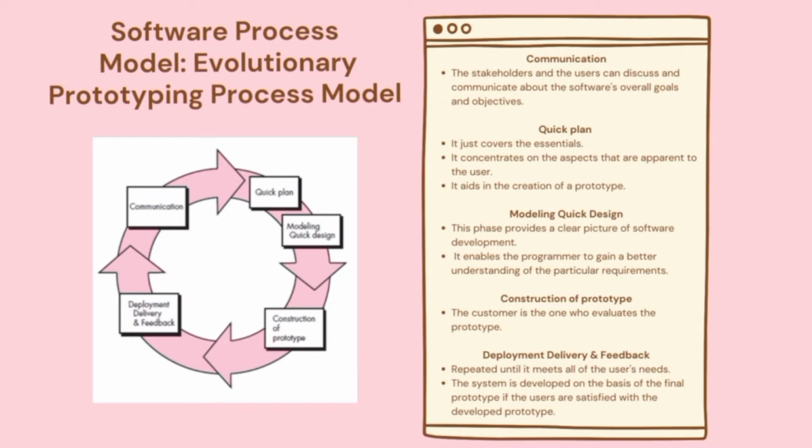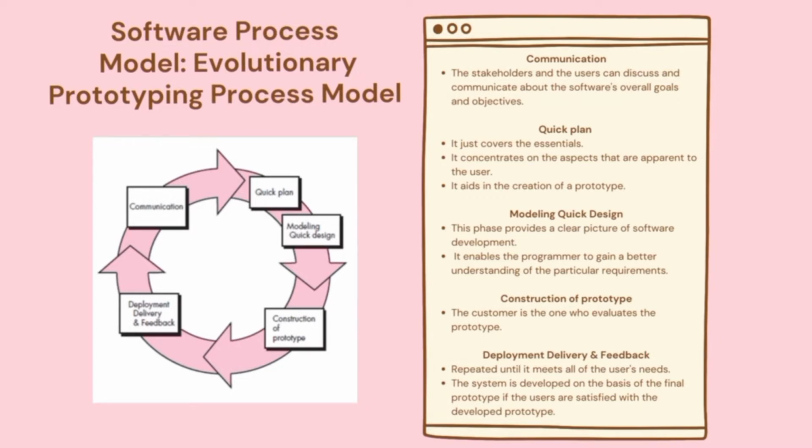This process model consists of 5 cycles, which are communication, quick plan, modeling quick design, construction of prototype, and deployment, delivery, and feedback. Throughout the communication phase, the stakeholders and the user can discuss and communicate about the software's overall goals and objectives. Then when the requirements are known, a quick plan is implemented. However, it just covers the initials such as the software's input and output formats. So rather than the detailed plan, it concentrates more on the aspects that are apparent to the user, and it also supports the creation of a prototype only.